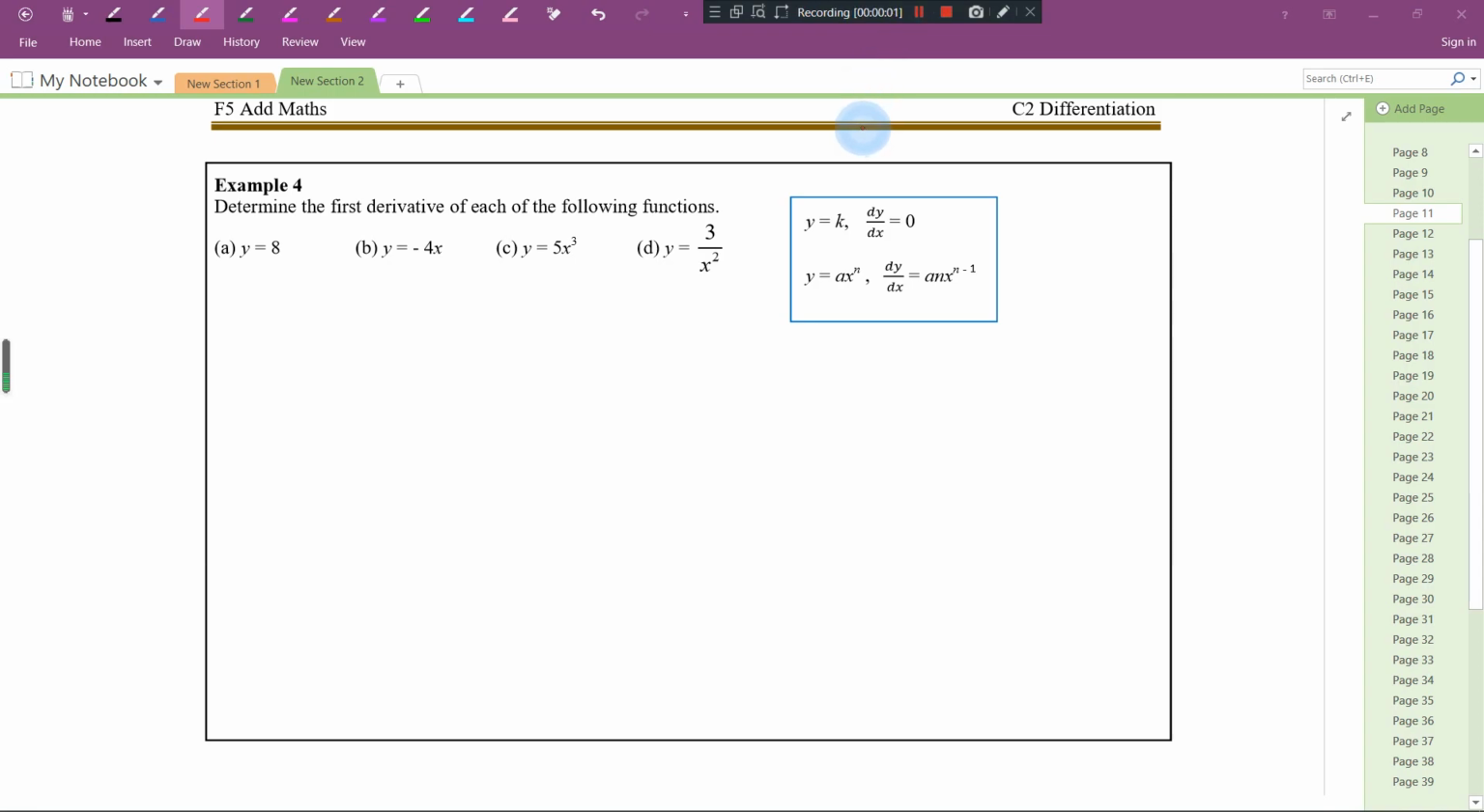Hi everybody, today let's look at how to get the first derivative by using the formula. Okay, let's look at the first formula. Y equal to k. It means that y equal to a constant.